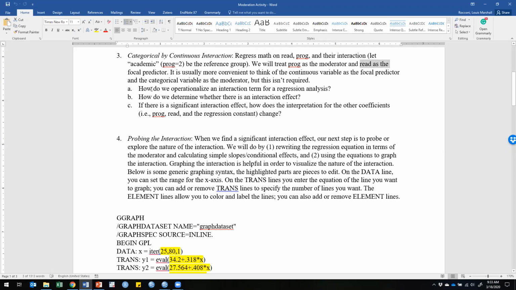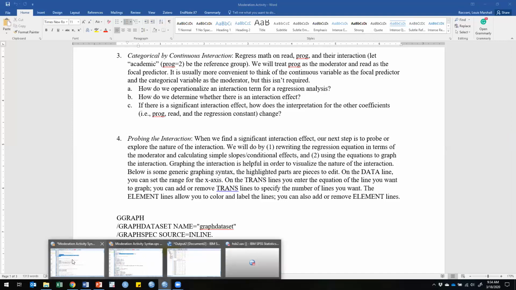So 3A, how do we operationalize an interaction term for regression analysis? Interaction terms are operationalized through a product term. Basically, all we do is multiply the 2 variables together. So we're going to create 2 dummy variables for academic program, which has 3 levels. And we're going to multiply each one of those dummy variables by the reading variable. So in this case, we're going to have 2 interaction variables. So let's work through this real quick.